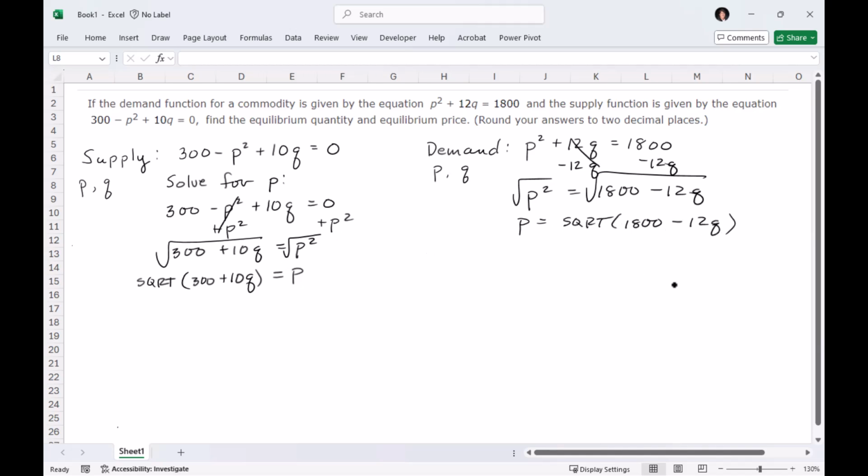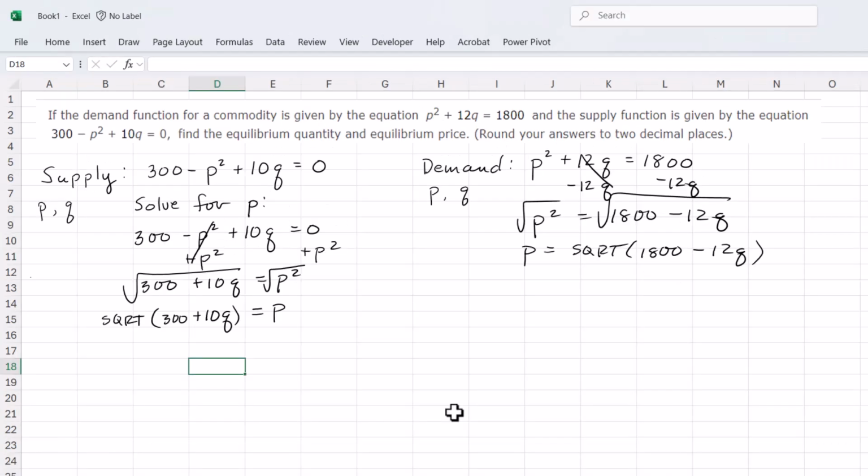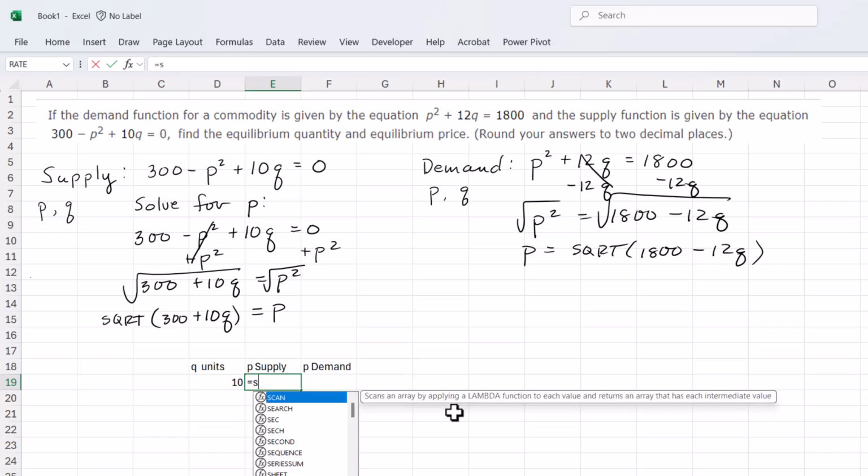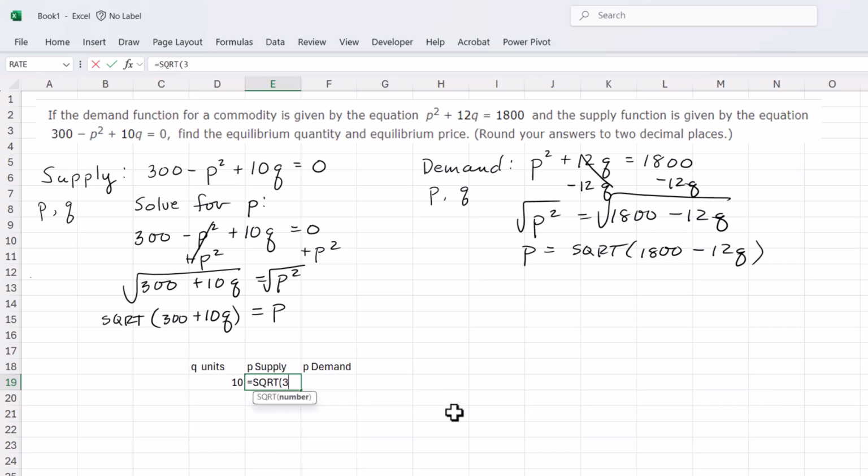For demand, P will be the square root of 1800 minus 12Q. Okay, now I can program those into Excel. So I'll have Q be the number of units, and then I can have the price for the supply function and the price for the demand function. Let's start with 10. Then for supply, price was the square root of 300 plus 10 times, get the Q value.